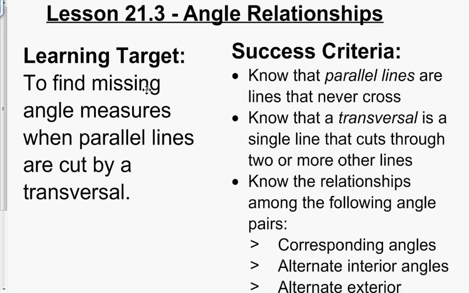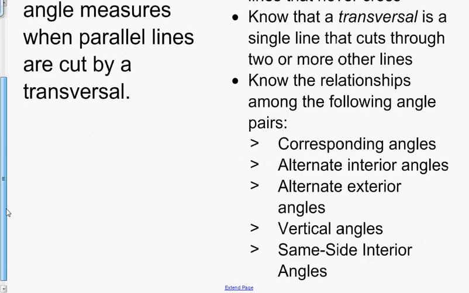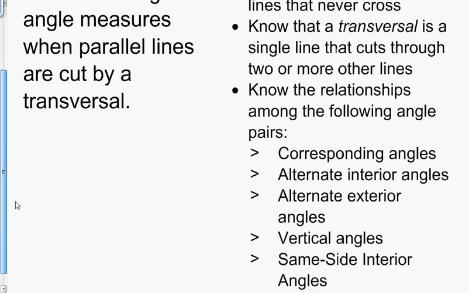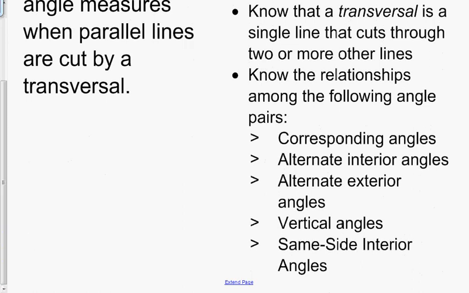So we're still going to have the same learning target: to find missing angle measures when parallel lines are cut by a transversal. So remember, parallel lines are lines that never cross. And a transversal is just a line that cuts through two or more other lines. And we've got lots of different types of angles that we've been talking about, and we're going to talk about some more: corresponding, alternate interior, alternate exterior, vertical angles, same side interior angles. Those are the main types of angles that we've been working with, and we're going to continue today.